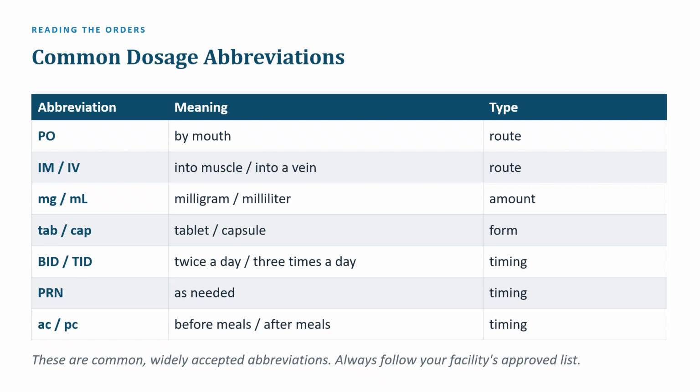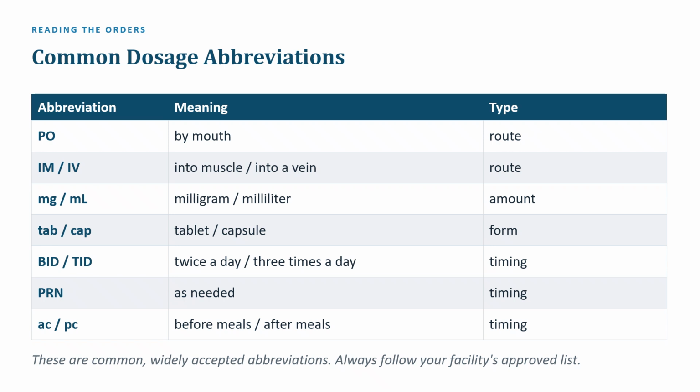The abbreviation MG means milligram, a unit of weight for the drug, and ML means milliliter, a unit of volume for liquids. Getting these units right is critical because confusing them changes the dose. For the drug form, tab means tablet and cap means capsule.